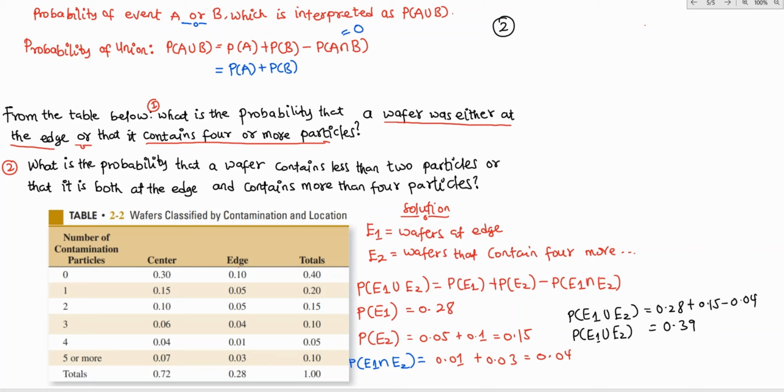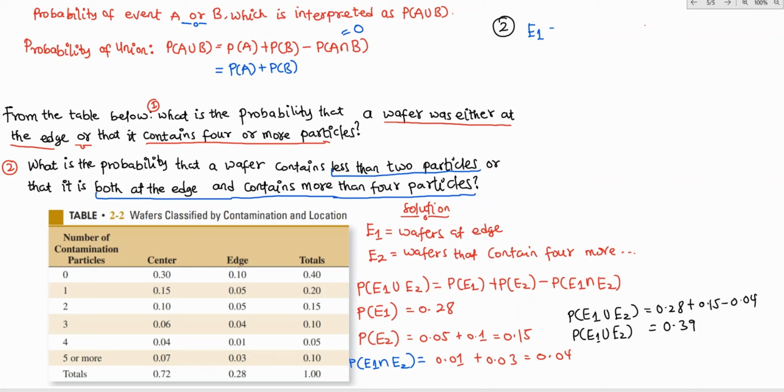So you're going to get the first event, which is E1. We are looking at the probability that a wafer contains less than two particles. This is the first event, less than two particles, or that it is both at the edge and contains more than four particles. So let's look at the probabilities for these two separate events.